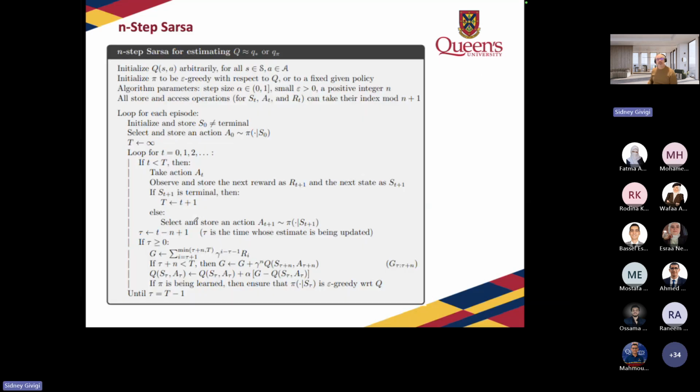Now, let's compare that to this n-step SARSA. So here is different, right? If you look at this, we have these loops, and then we have to keep track of how many time steps we have actually had in the future, and then we have to create this auxiliary variable here.